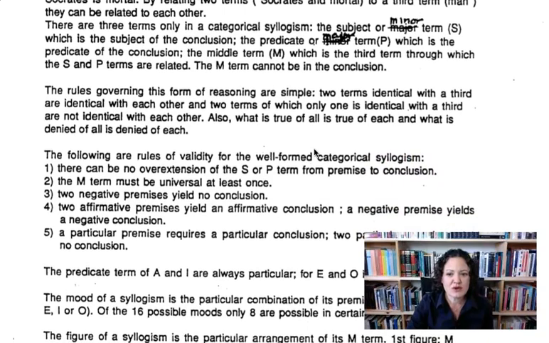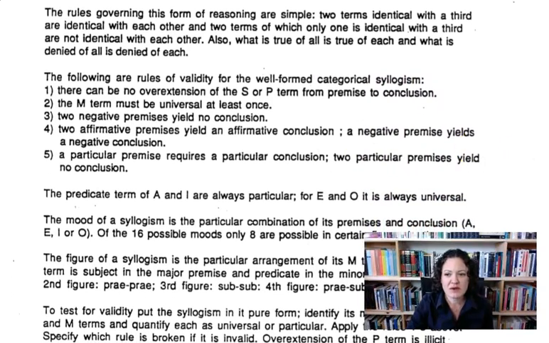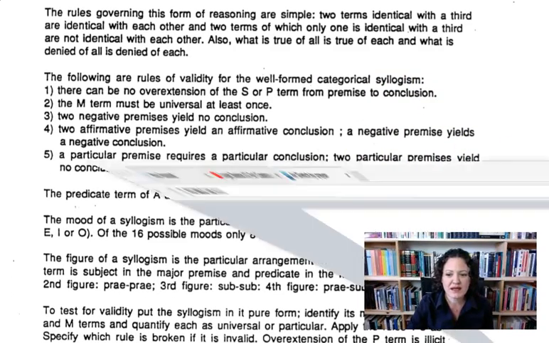And there's the predicate term, or the major term, or the P term, which is the predicate of the conclusion. And then there's a middle term, the M term, which is the third term through which the S and P terms are related. The M term cannot be in the conclusion. So let me show you what this looks like. I'm going to go back to my iPad, and I'm going to show you with the all men are mortal example. So here's a major premise. All men are mortal.